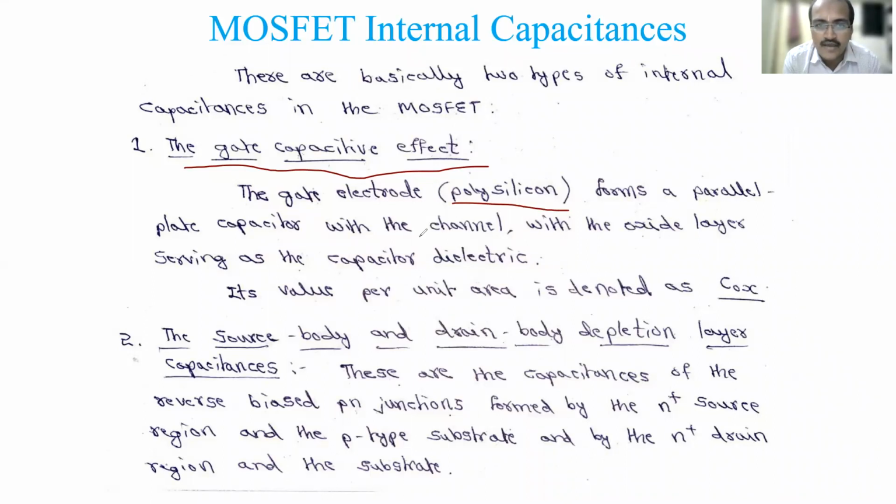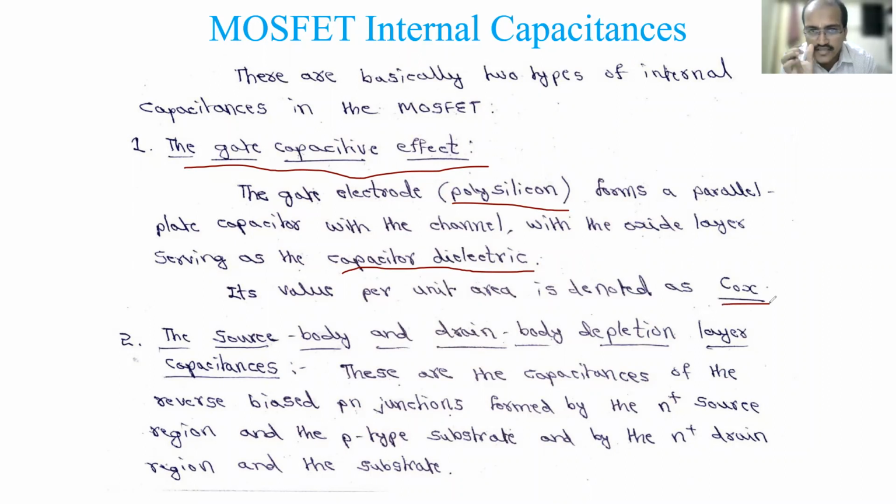This forms a parallel plate capacitor with the channel. I showed you how a virtual channel forms, and between it and the polysilicon material there is a capacitance, with the oxide layer serving as the capacitor dielectric. One side is the gate electrode, the other side is the channel, and in between the silicon oxide layer acts as the dielectric, and its value per unit area is denoted as COX. This is the capacitance of that.